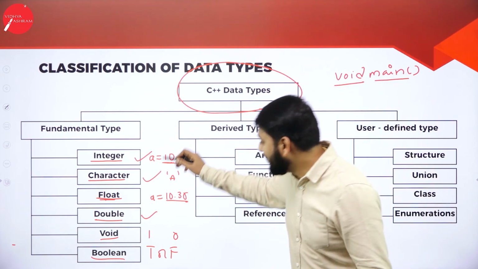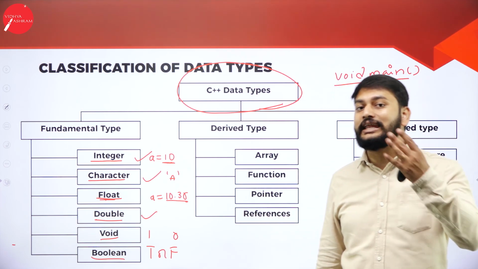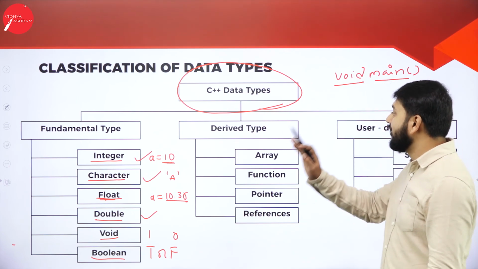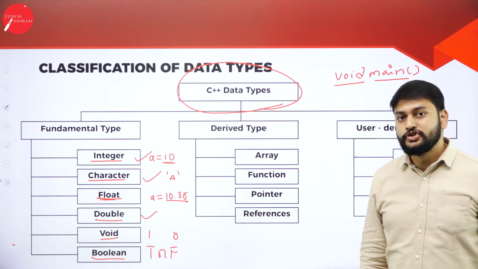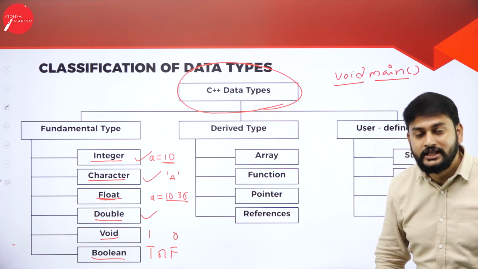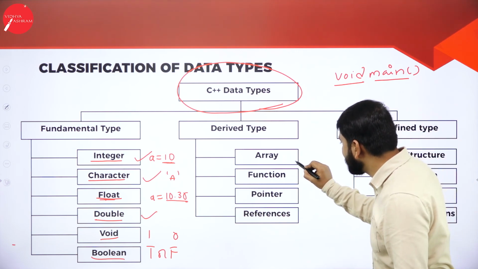So these data types, I will call fundamental data types or built-in data types. Using these data types, I have derived some other data types. That is what I will call a derived data type. Second category of data types. In derived data type, how many data types do I have? The first one is array.